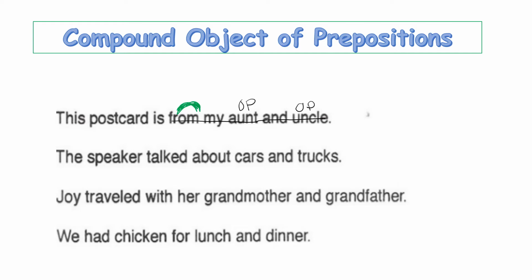What do we do after we find our prepositional phrase? We look for our action verb. In this case, we've got a state of being verb that's just kind of there. That little teeny tiny verb is just there. And our subject noun is to the left, and that is postcard.